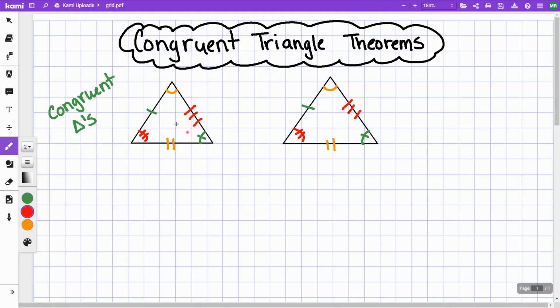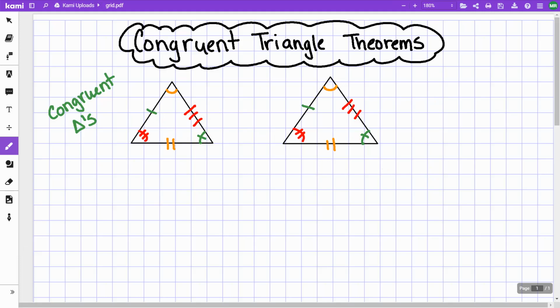Okay, so again, I have this side, this side, this side, this angle with this angle, this angle with this angle, this angle with this angle. But instead of having to find all 6 of these and prove all 6 of them, sometimes there's less that we have to find. So that's what we're going to be looking at today and adding into our composition book, kind of the shortcuts so that we don't have to know all 6 of these pieces.